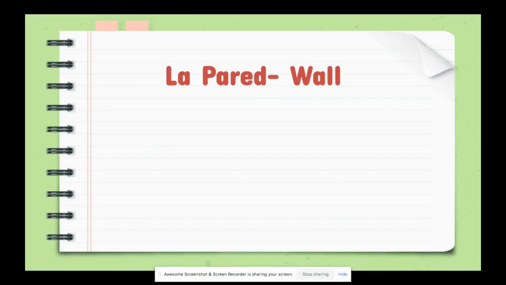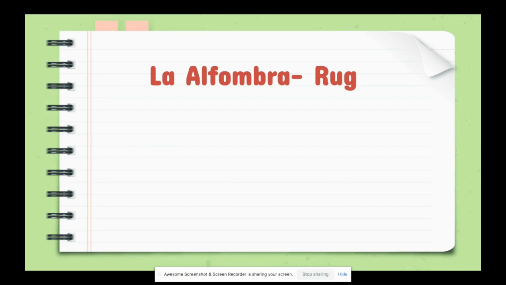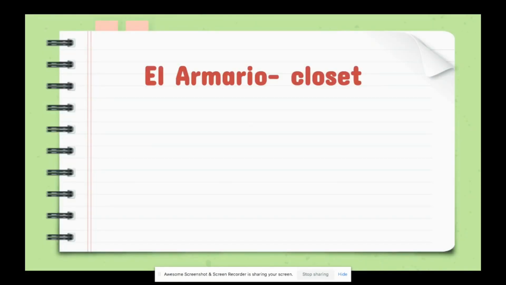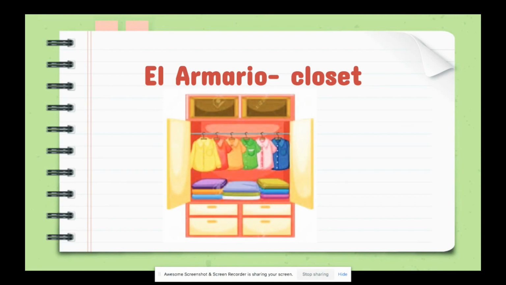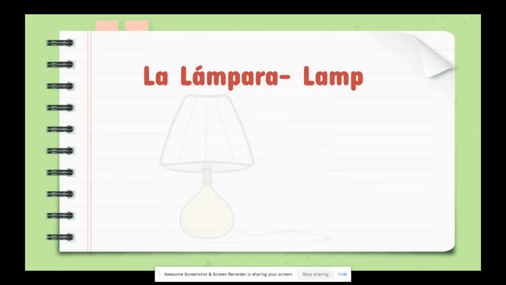La pared es wall. La alfombra es rug. El armario es closet. I know sometimes a locker can be called el armario as well, but just know that this is the word for closet as well. La lámpara es lamp.